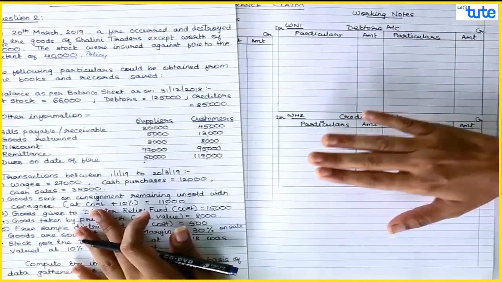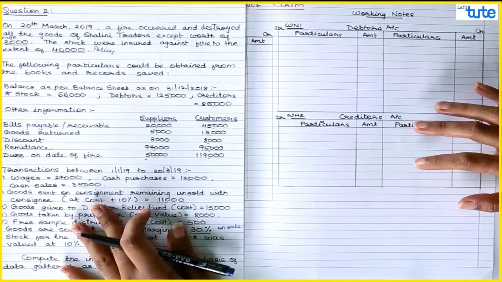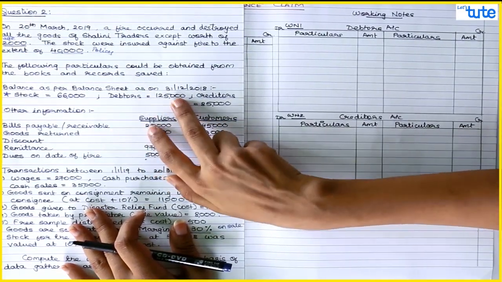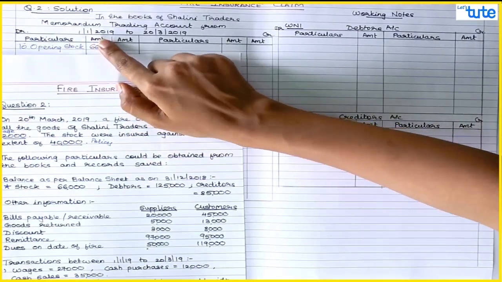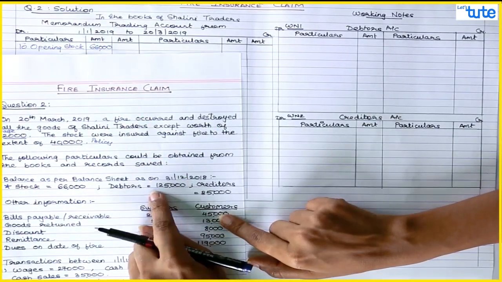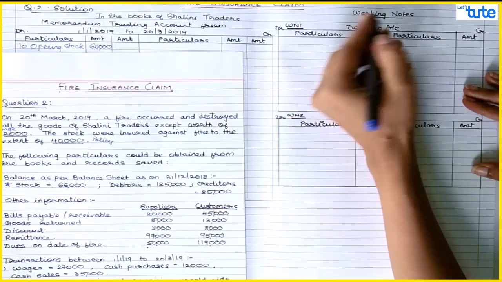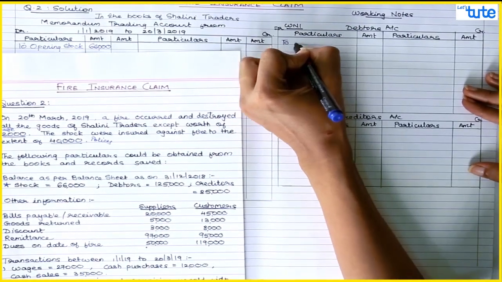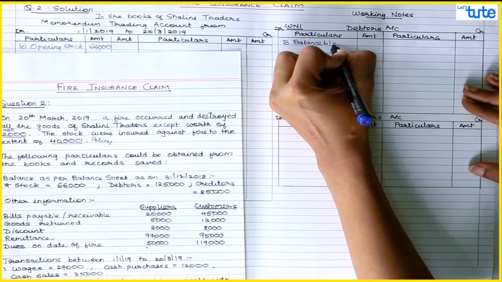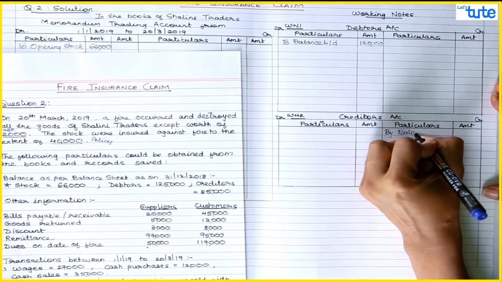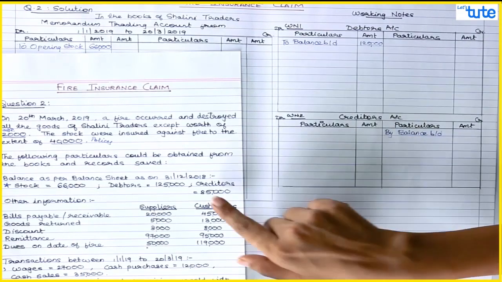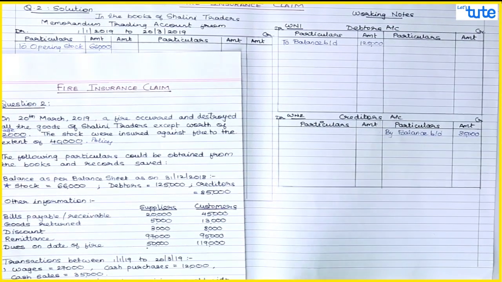In this working notes, I have already prepared debtors and creditors account. So starting with this, these are the opening figures of debtors and creditors because our accounting period starts from 1/1/19 and this is 31st December 18. So these are the opening balances. So in debtors, it would be debited, to balance brought down, 1,25,000, and in creditors, by balance brought down, creditors is 85,000. So these are your debtors and creditors figure.